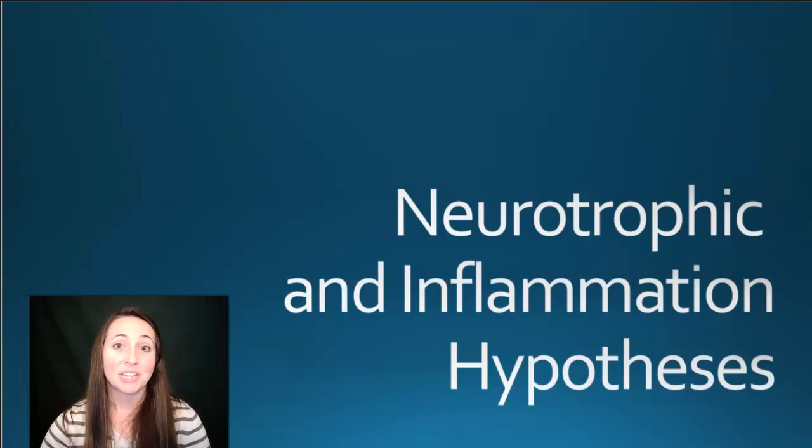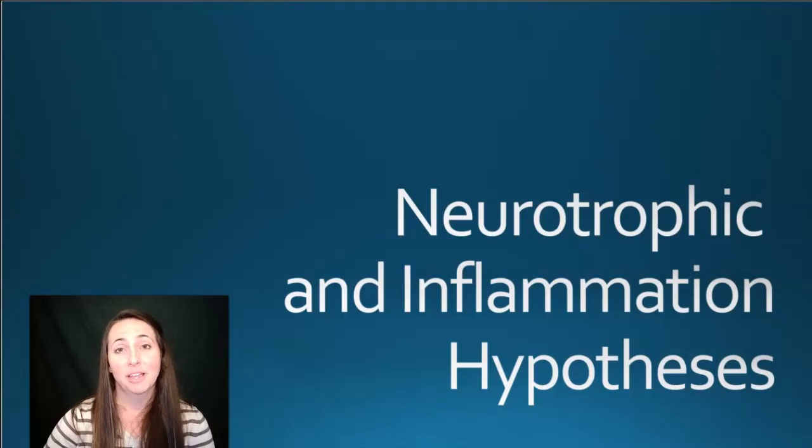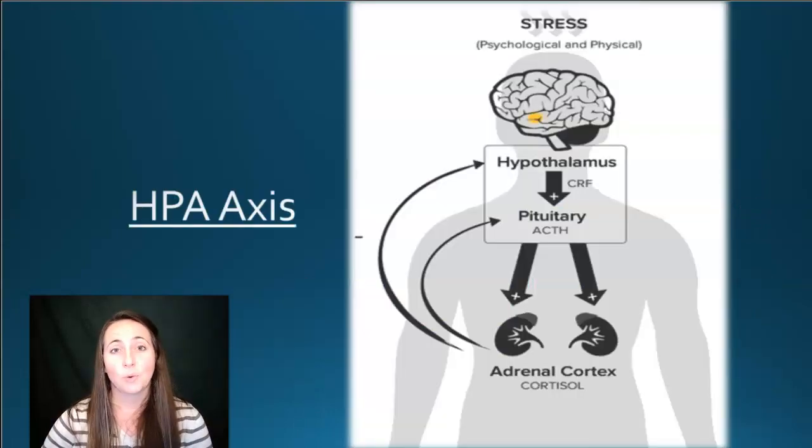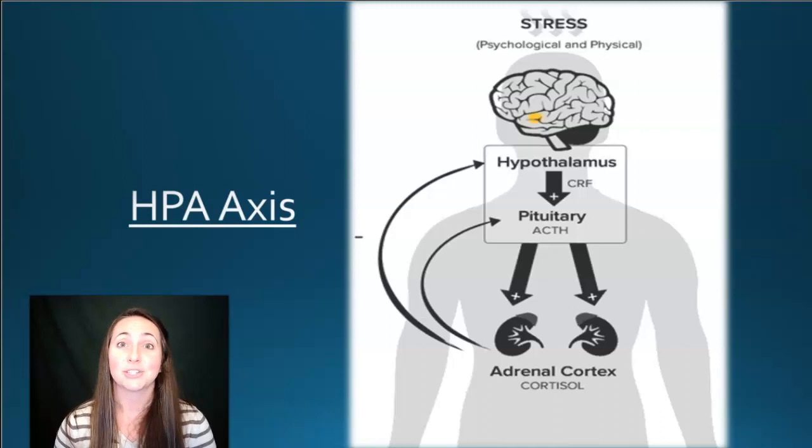In this lesson, we'll be looking at the neurotrophic and inflammation hypotheses of depression. To get us started, we are going to look first at the HPA axis because that is our central system that is involved in responding to stress. And what happens, of course, is once we experience stress, it activates certain parts of our body, again, primarily the HPA axis with the hypothalamus, pituitary, and adrenal glands, and all of those work in conjunction with one another and keep each other activated as long as the body is exposed to stress.